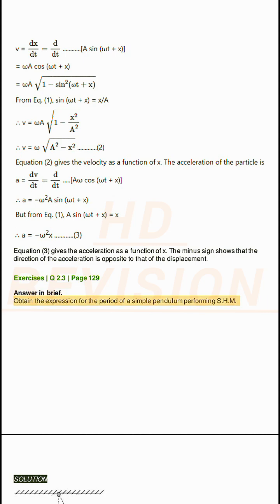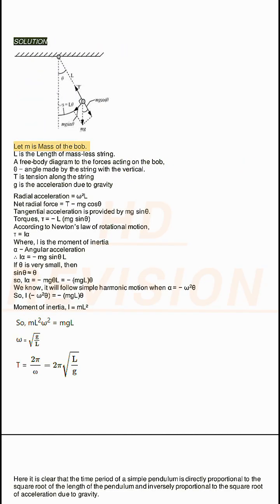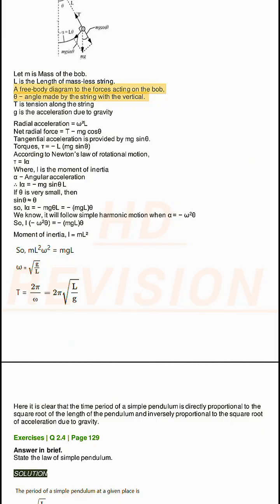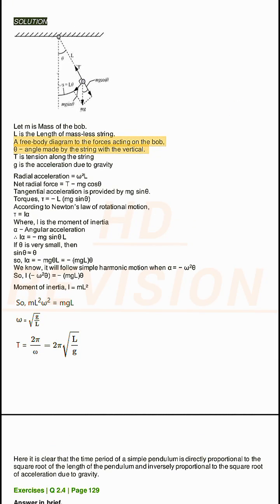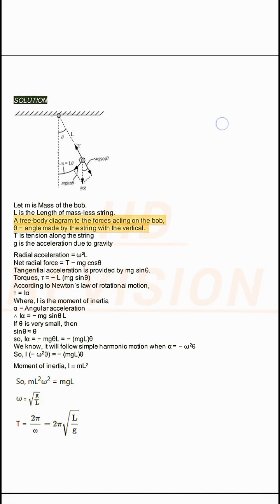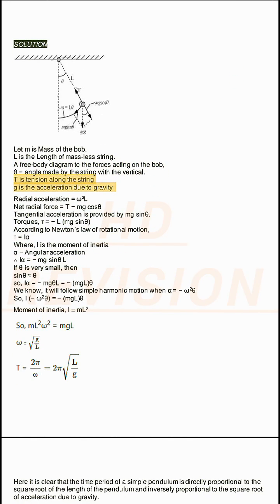Exercises Q2.3, page 129. Answer in brief. Obtain the expression for the period of a simple pendulum performing SHM. Solution. Let m be the mass of the bob, L the length of the massless string. In the free body diagram of the forces acting on the bob, theta is the angle made by the string with the vertical, T is tension along the string, g is the acceleration due to gravity.